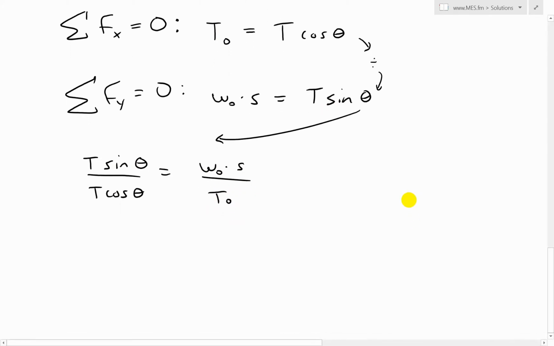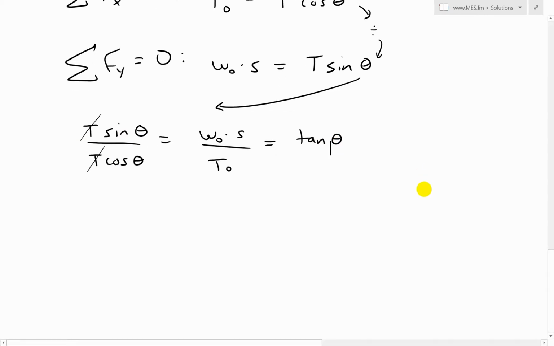Yeah, so what we end up having here is, well, these T's cancel, so then we'll have a sine over a cosine. That's just by definition tan theta. And also as in method 1, what we did was we let these two terms combine them into one.